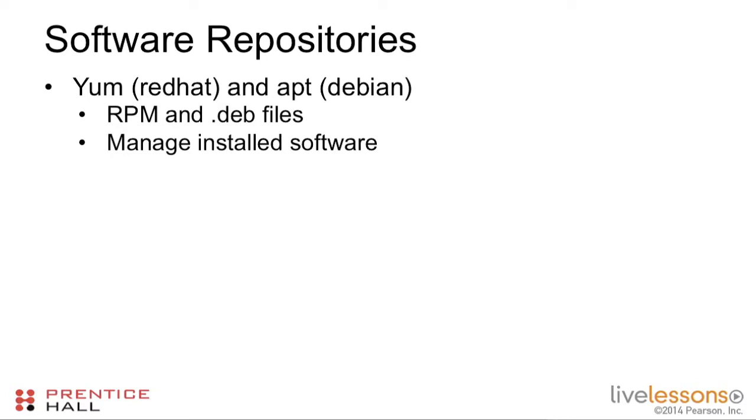RPM packages are usually installed and managed with a program called Yum. Debian packages, known as .deb files, are usually managed with a system called apt. These systems allow you to search the internet and the software repositories that host packages to install new software on your system. There's lots and lots of software available.